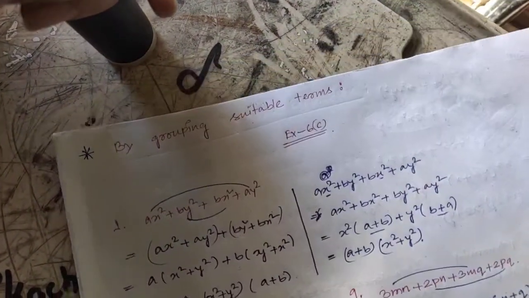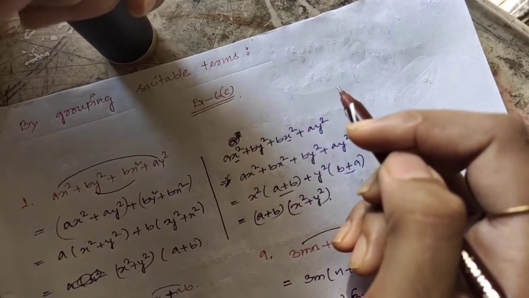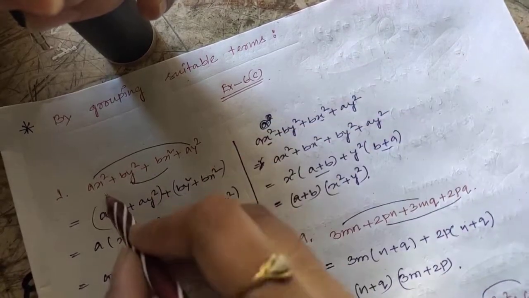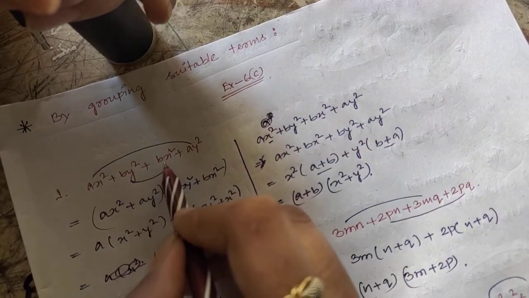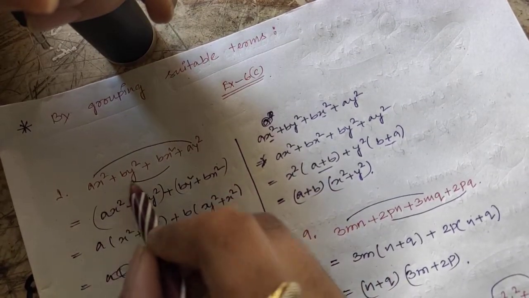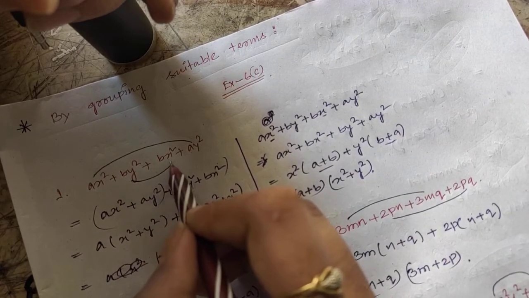Okay. Now exercise 6C. In 6C, by grouping suitable terms, you have to make groups with suitable terms. How will you make them? See here, ax² + by² + bx² + ay² is there. So in this case, with these two terms, can I take any common? No. In this also we cannot take.